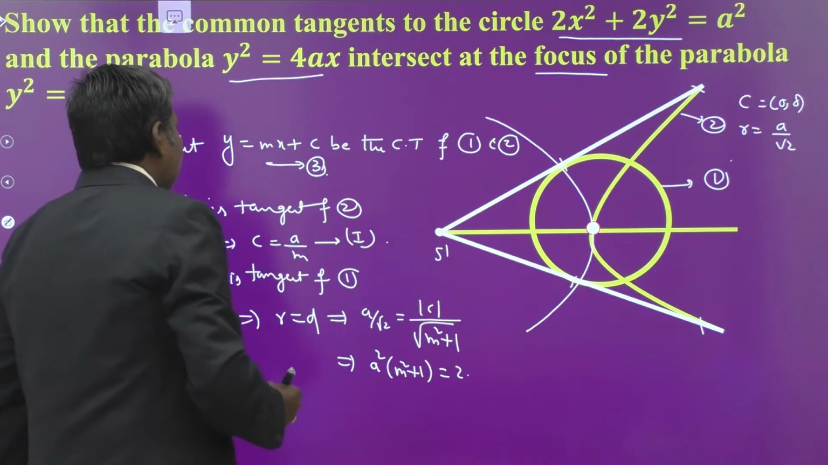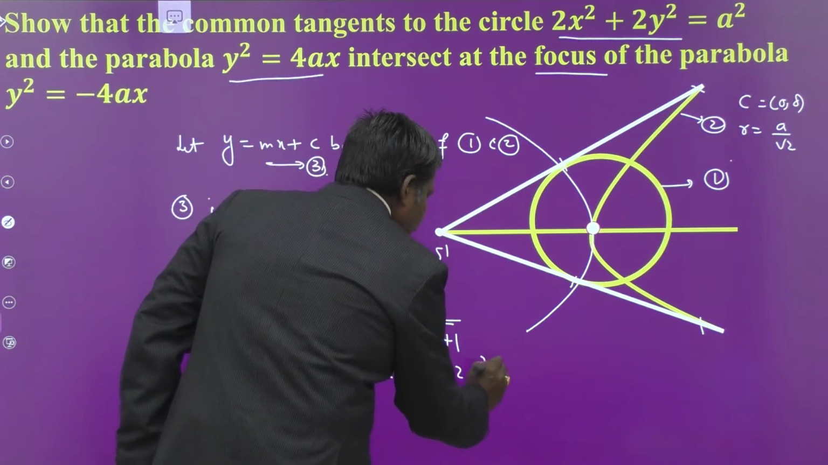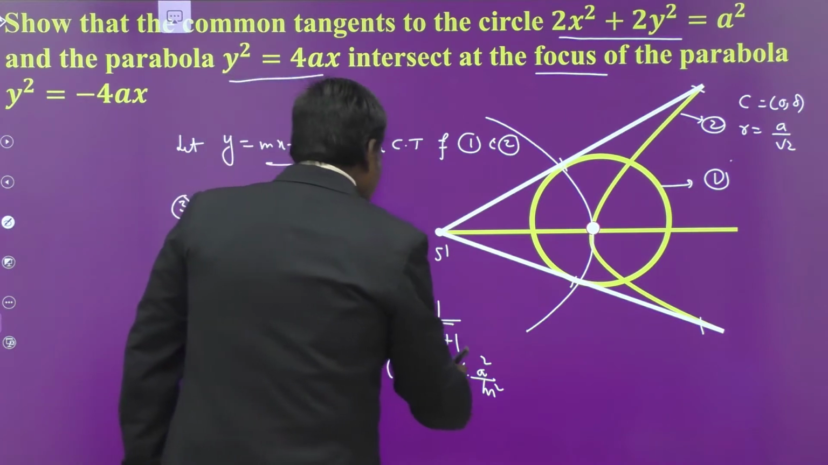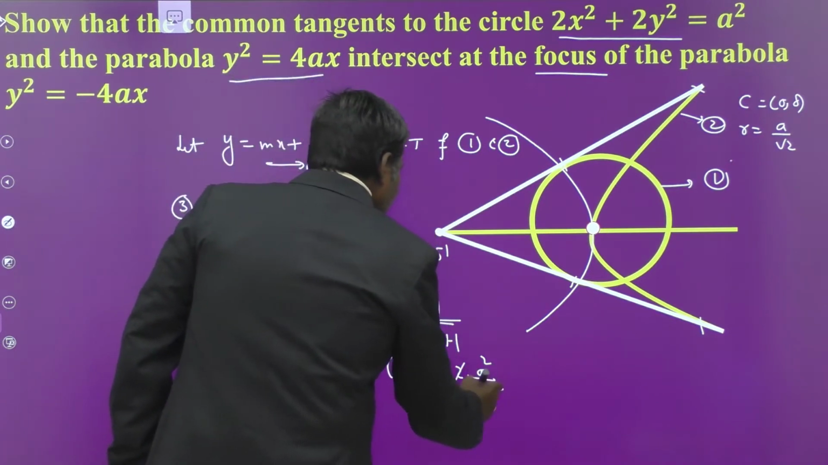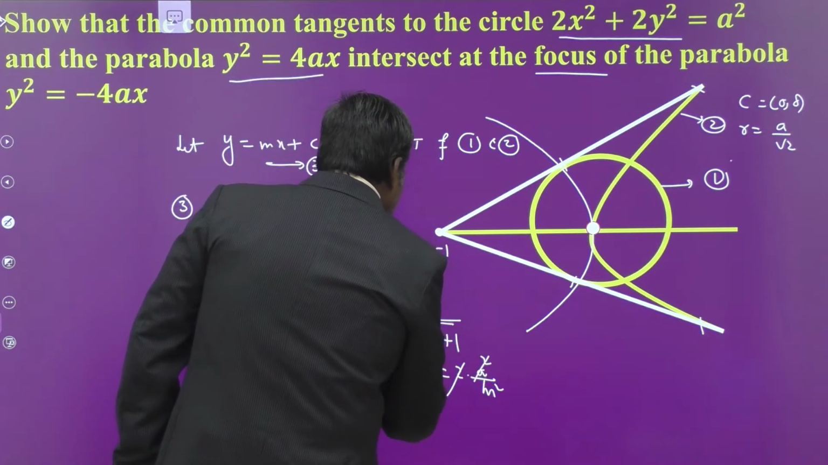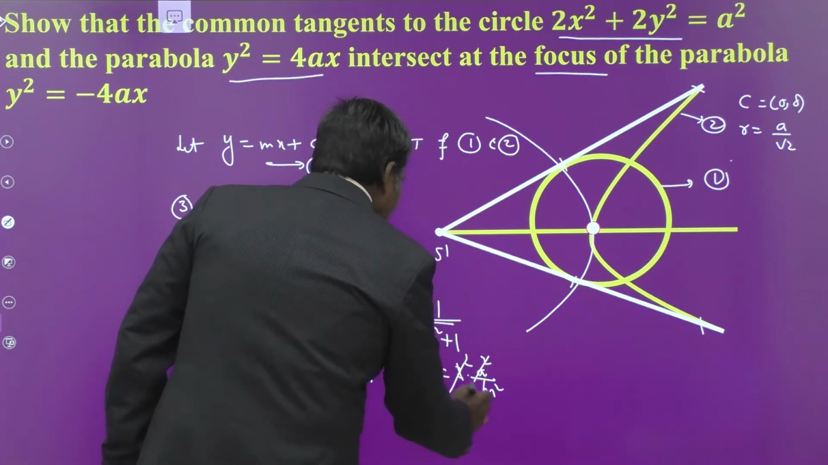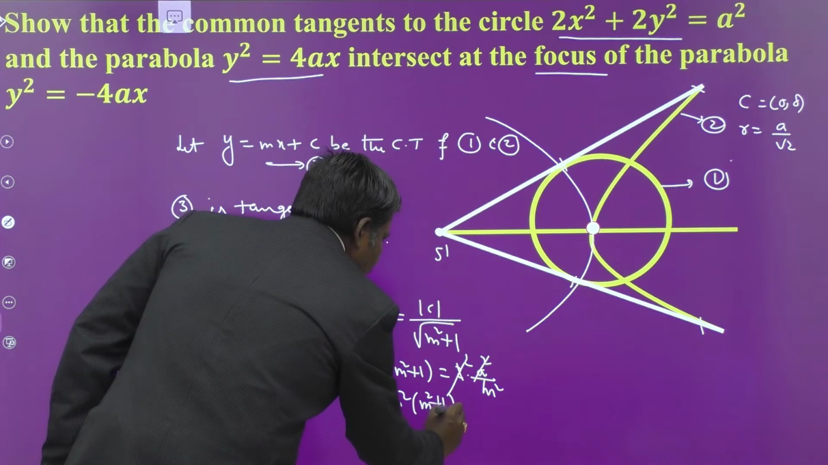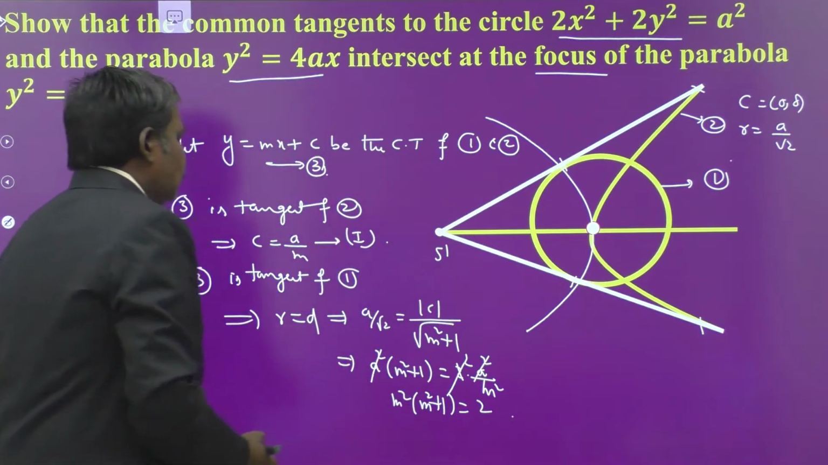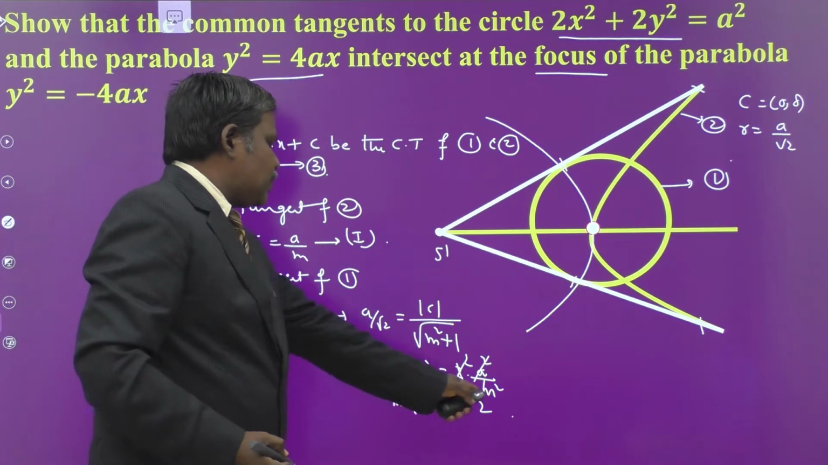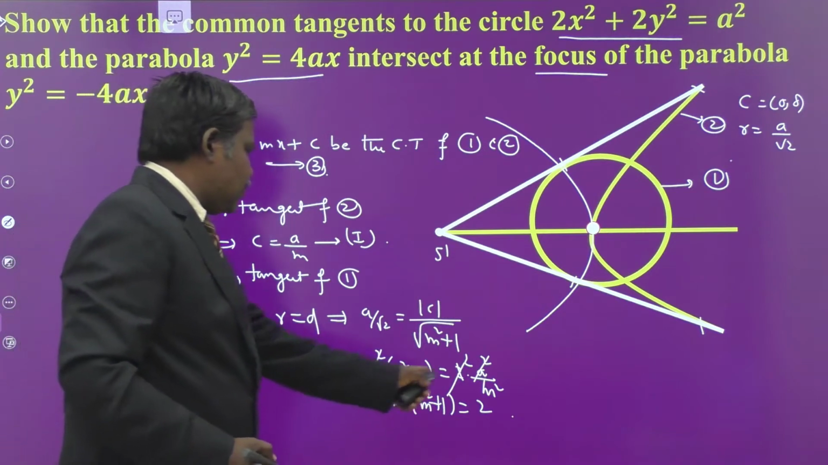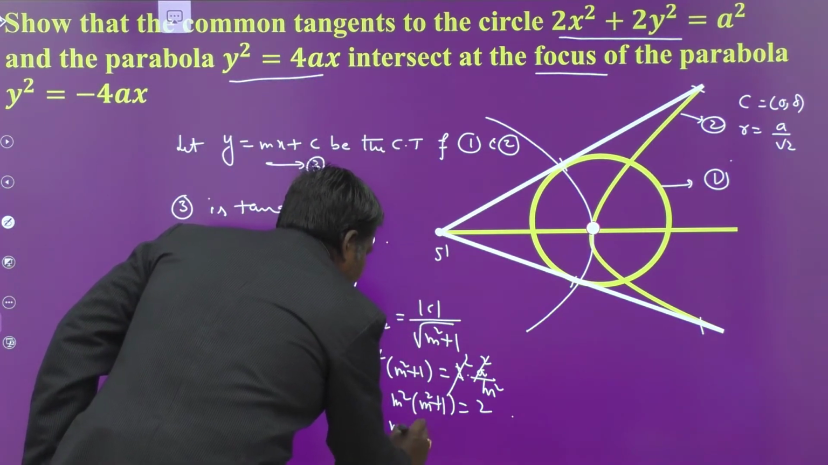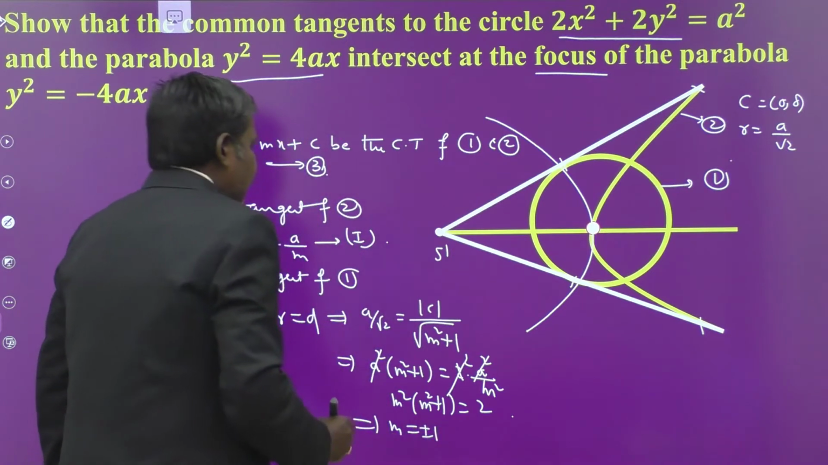c² is nothing but a²/m². Now 2a² equals 2m² times a², and the a² gets cancelled. The 2 is here itself, so m²(m² + 1) = 2 we obtain. Therefore m²(m² + 1) = 2, the same equation obtained in the last class. So what do we have for m? Plus or minus 1 we obtained.